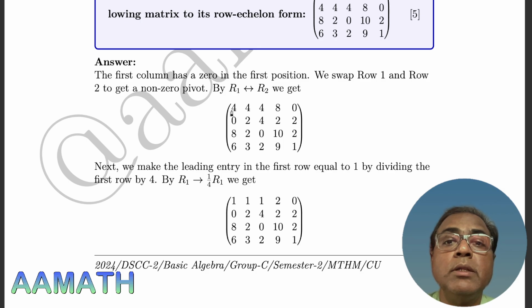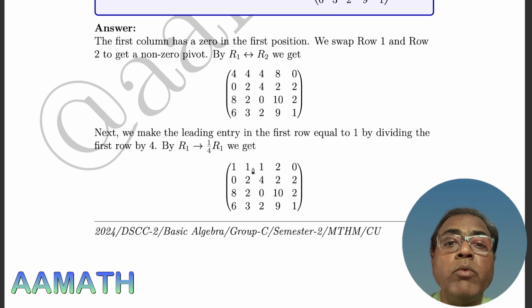Next we make the leading entry in the first row 1. So we divide the first row by 4. The first operation is R1 transforms to R1 by 4, so all elements of the first row are divided by 4. So we get 1 1 1 2 0.